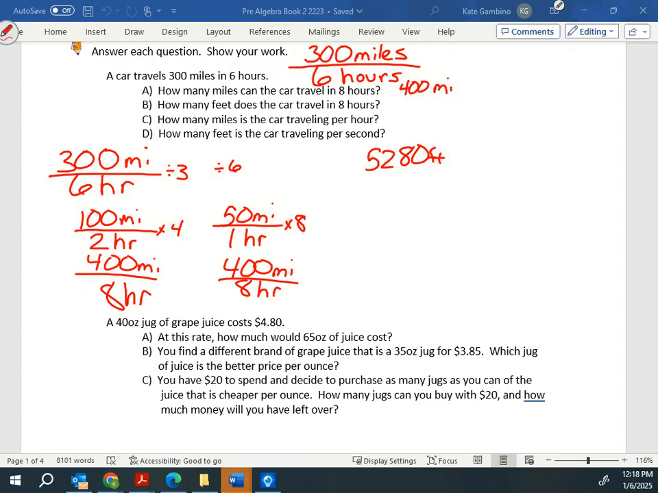So knowing that, how are we going to find how many feet are in 8 hours? Eleanor? Well, there's 400 miles per hour, and we know that there's 400 miles in 8 hours. Times it by the 5,280. And what do we get for an answer? Hadley? 2,112,000 feet. Whew.